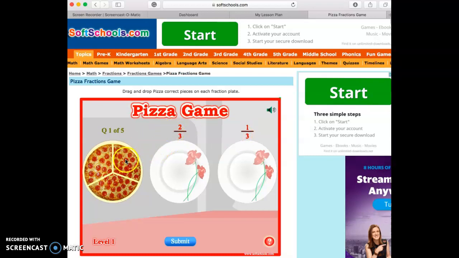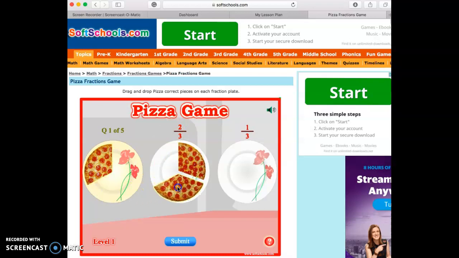So it's 2/3. We're going to drag 1, 2. So that's 2 out of the 3 whole pieces, so that's 2/3 of the pizza. And then this one's asking for 1/3, so we're going to grab this. That's going to be 1. So that is 1 out of 3 whole pieces of pizza we have in our whole pizza, so it's going to be 1/3.